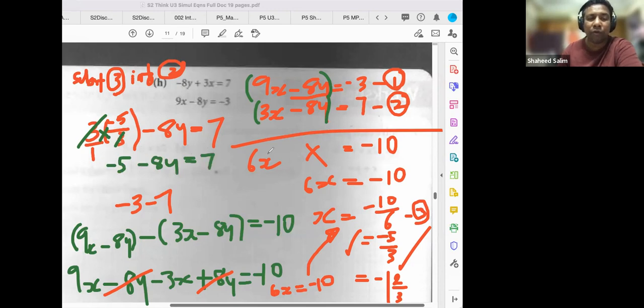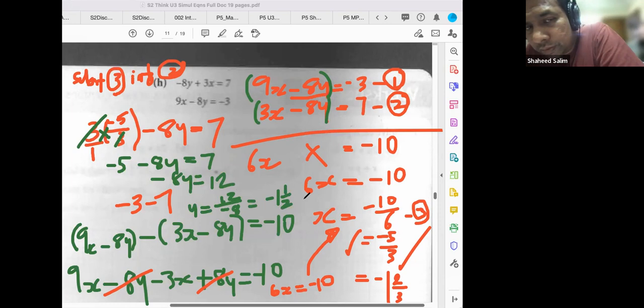Bring the -5 over, it becomes +5. 7 plus 5 is 12. So -8y equals to 12. And then y equals to 12 over -8. So what happened? You get -1.5. Now fraction is one level higher, but we will practice one. You try on your own, Ken.